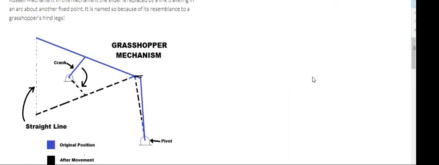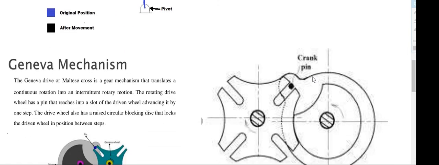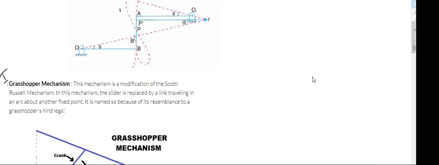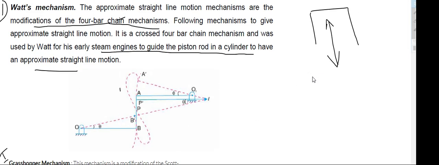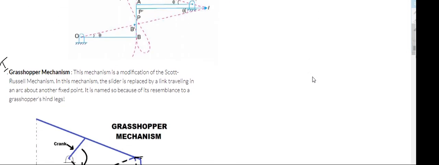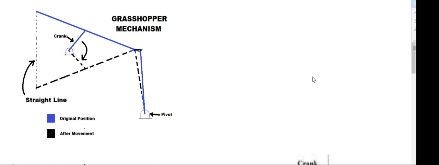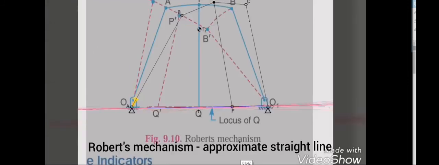Again, approximate straight line mechanism number 2. Those are the two approximate straight line mechanisms you should remember: Watt's mechanism and grasshopper mechanism. Again, just going through the video so that you can remember what we learned today. And one more approximate straight line mechanism is there. This is just for your knowledge, you need not remember.